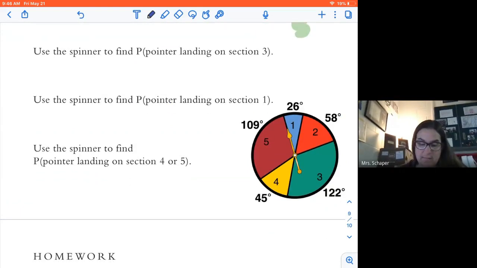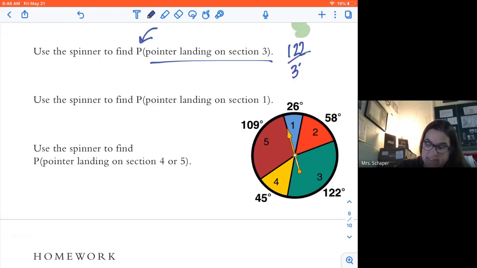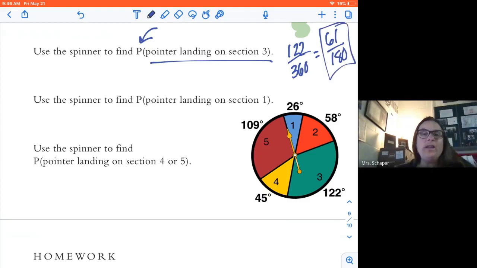Use the spinner to find P, the probability of the pointer landing on section 3. So this P means the probability of what? Of the pointer landing on section 3. Section 3 is 122 degrees out of 360 total. And then we'll simplify that out. So we've got 61 out of 180. That's your probability. And you can leave your probability as a fraction, a percent, or a decimal.